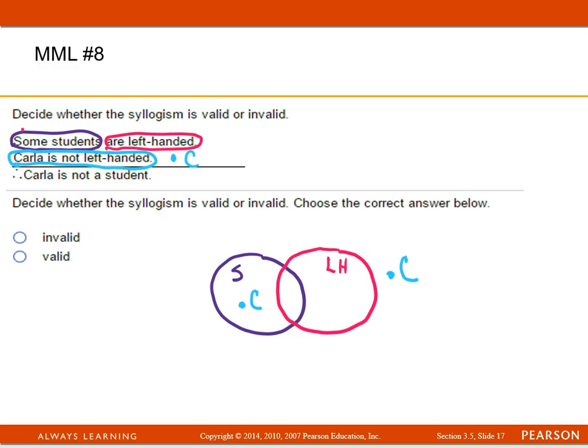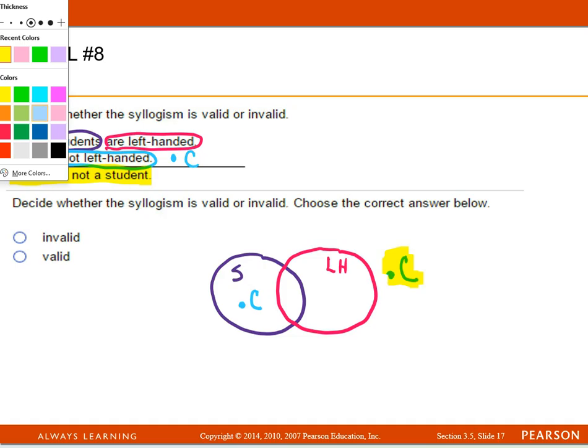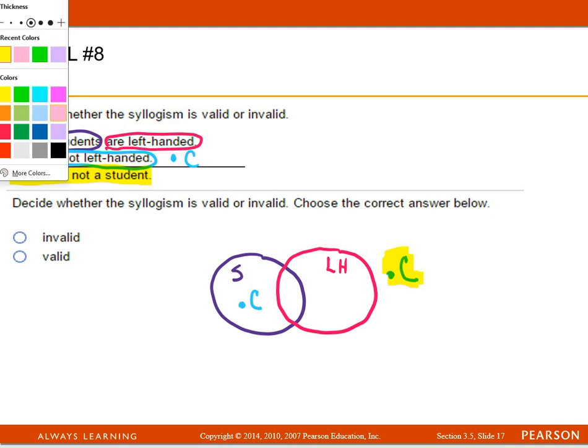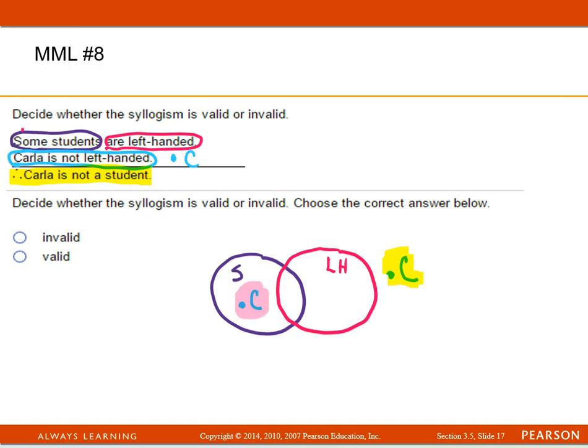I don't know that for sure. So when they make the conclusion that Carla is not a student, if Carla is over here, she's not a student. However, if Carla is here, that is enough to make it invalid.